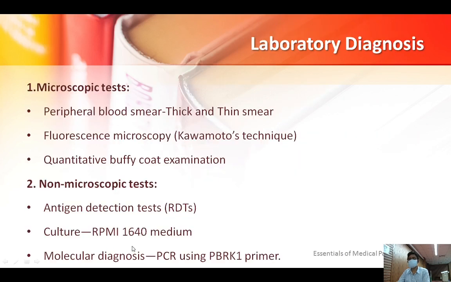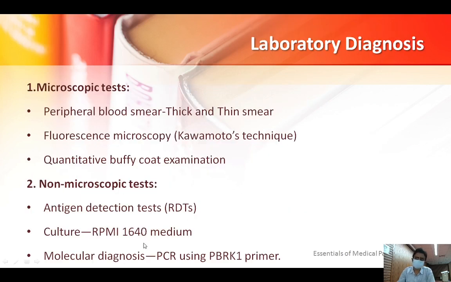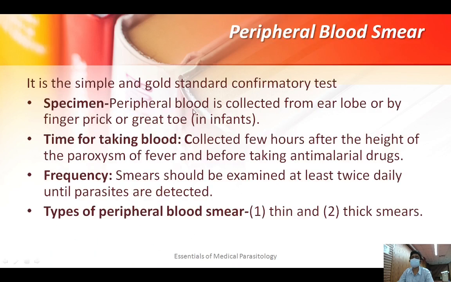Culture can also be done. The media for this is Roswell Park Memorial Institute 1640 media. This is the media which is used for the culture of the parasite, but it is very tedious, not used for diagnostic purposes. It is only used for development of malarial antigens, or for epidemiological purposes, or for research purposes only, because it's very difficult to propagate a culture of the malarial parasite.